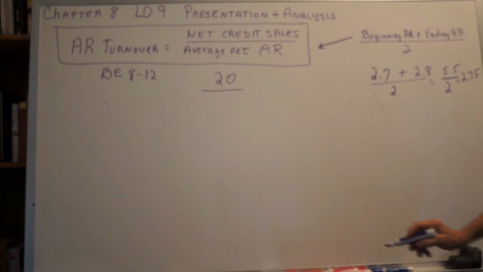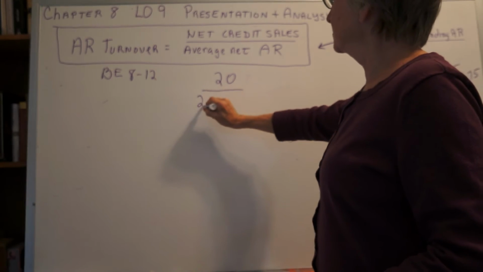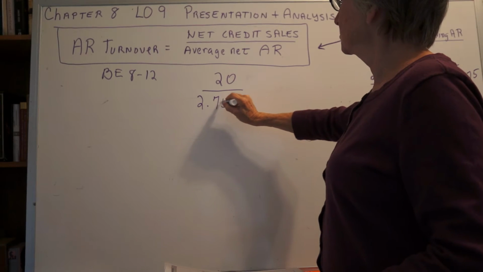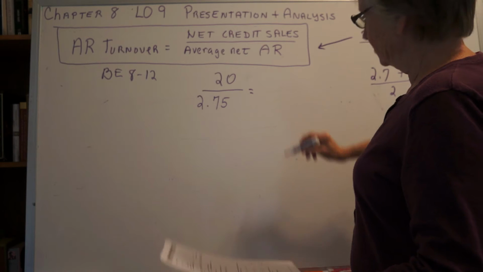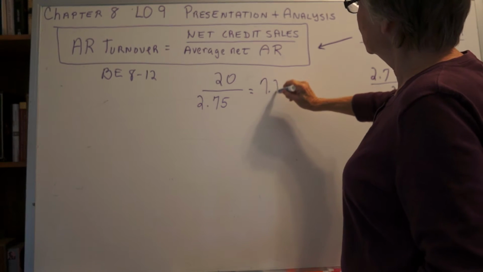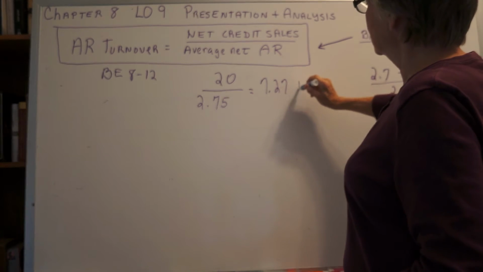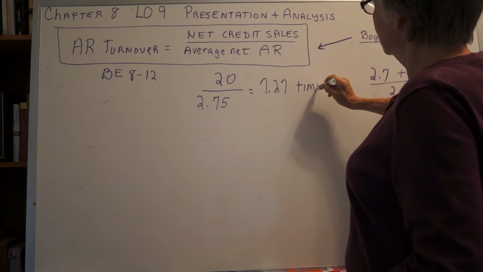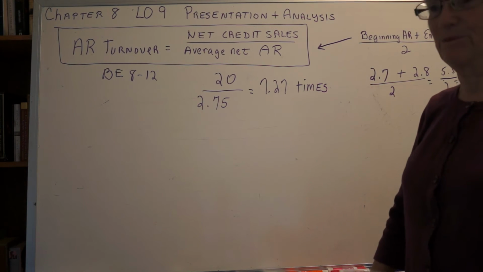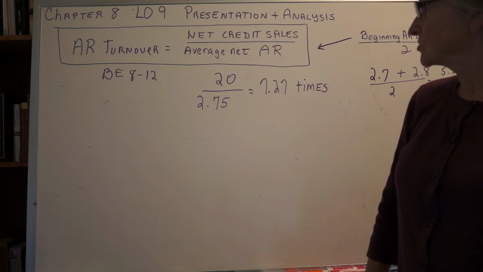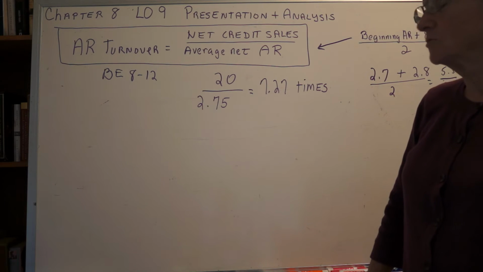Okay? So we divide by average accounts receivable of 2.75, and we get our turnover ratio of 7.27 times. Now that's a very meaningful number. What does it mean? It means on average we collect our accounts receivable about 7 times each period.